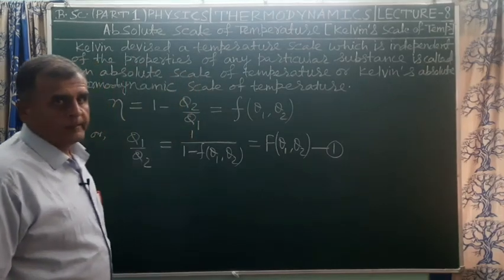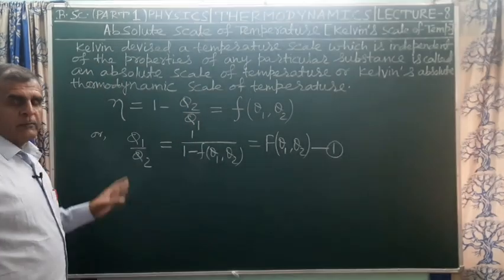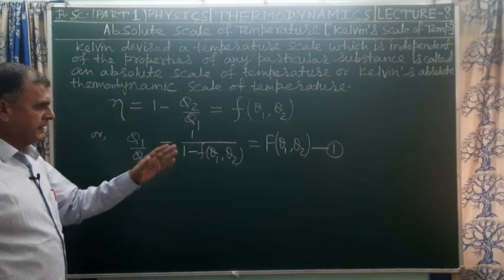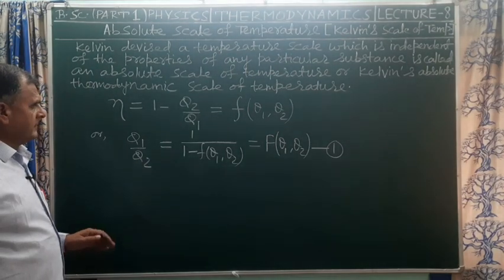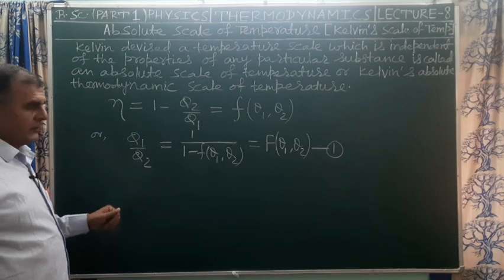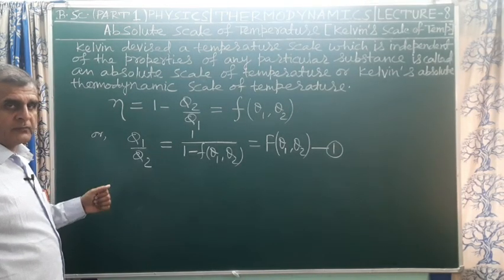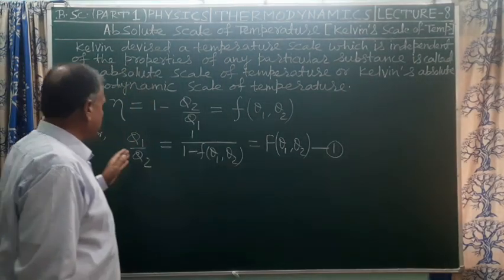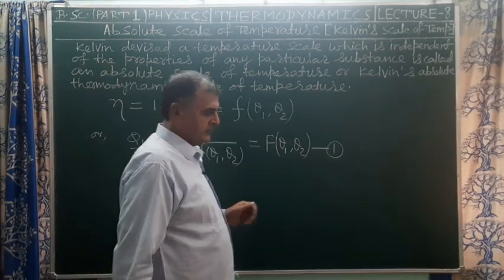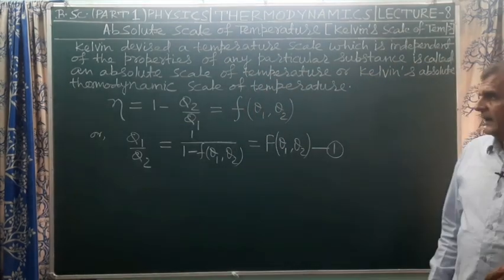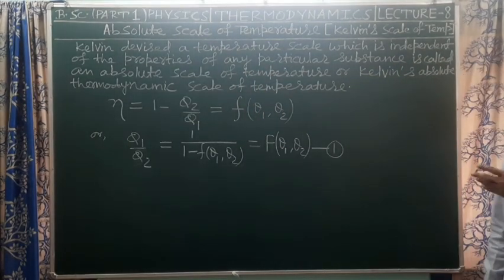So for a reversible heat engine working between two temperature limits θ1 and θ2, Q1 by Q2 equals F(θ1, θ2), where Q1 is the amount of heat taken from the heat source at temperature θ1, and Q2 is the amount of heat rejected to the sink at temperature θ2.